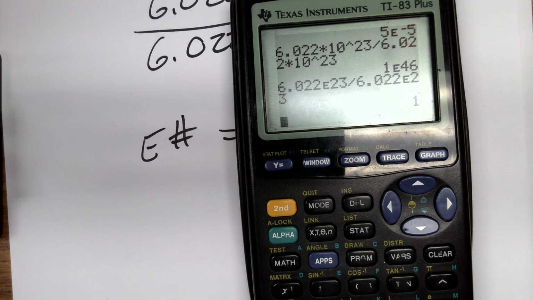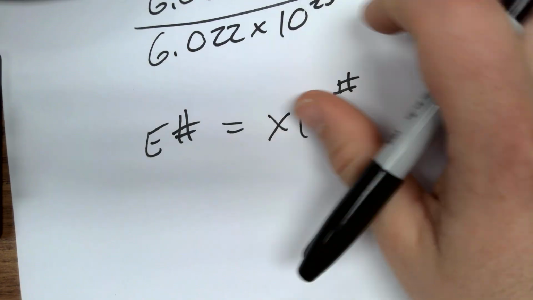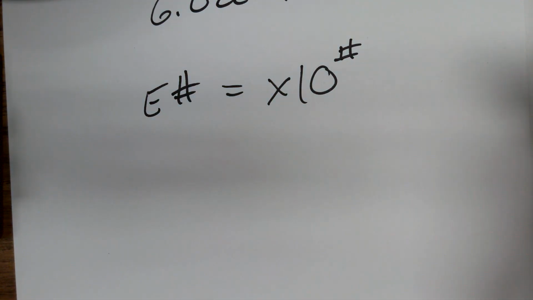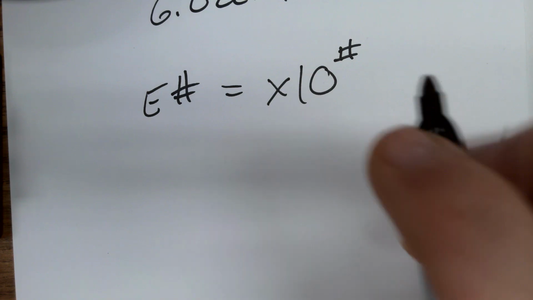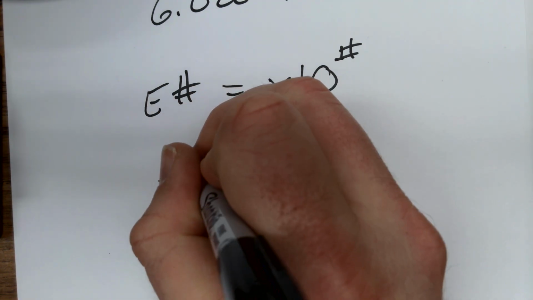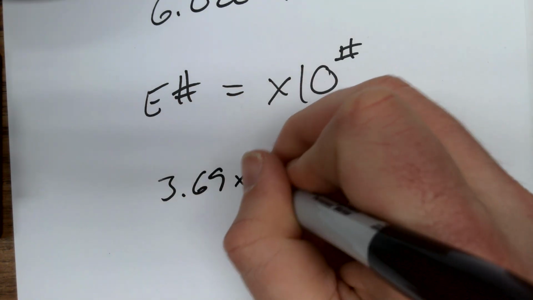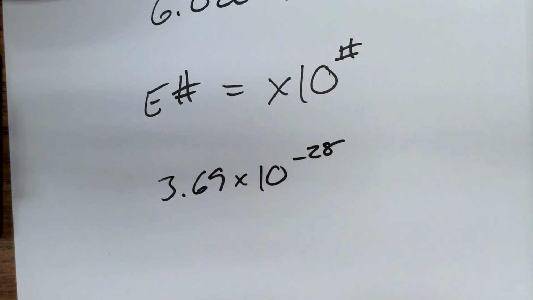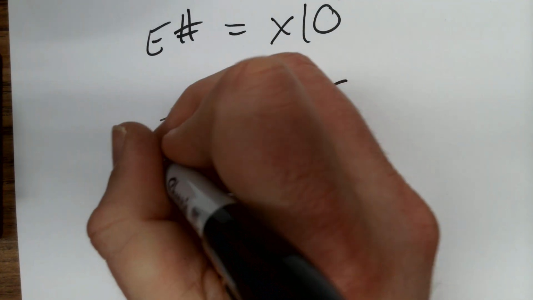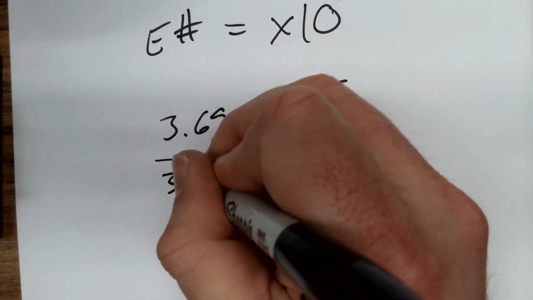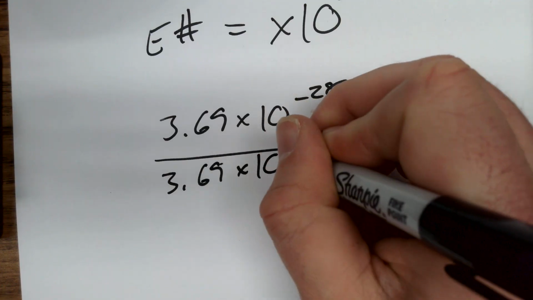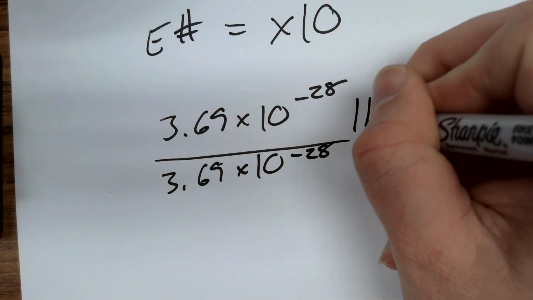It also works in negatives because we've dealt with some really tiny numbers, right? And we know the smaller our number is, the power of 10 is going to be negative. So if we look at the weight of a proton in pounds, 3.69 times 10 to the negative 28, divided by 3.69 times 10 to the negative 28. These are pounds.